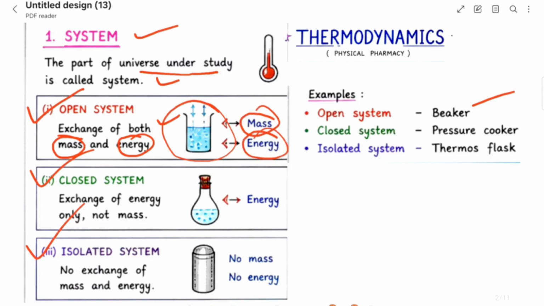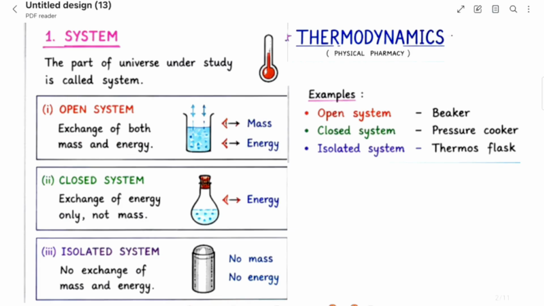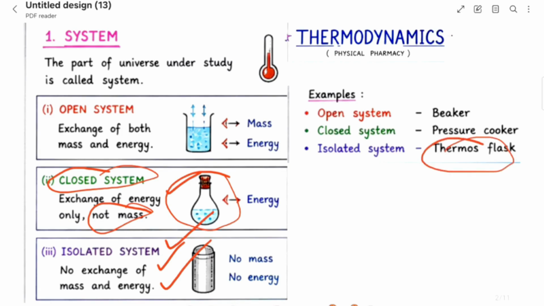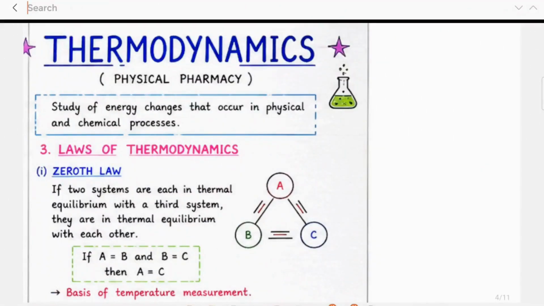Another system is there, that is closed system. In this system there is exchange of energy only but not mass. For example, here we can see the electrical bulb. Then isolated system. So here there is no exchange of mass as well as energy. Example, thermos flask. Then thermodynamics in physical pharmacy.